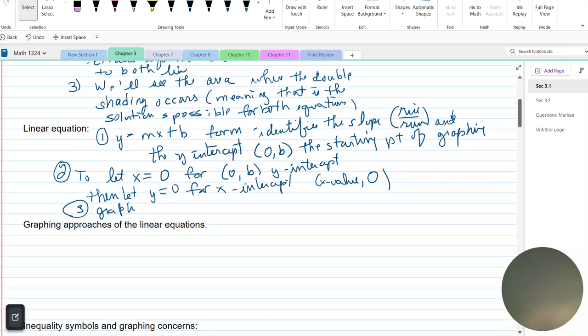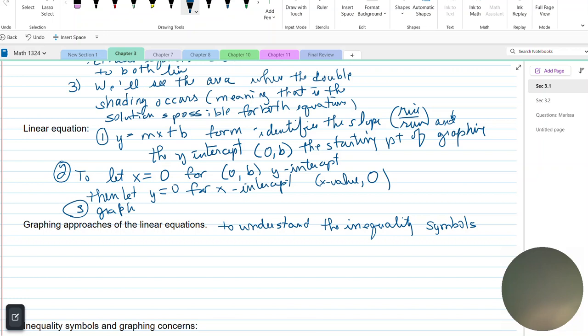The graphing approach is to understand the inequality symbols, because this identifies where we shade and if it's greater or less than, and those conditions to the system of equations. So here we go. In this case, we can have this one greater than or equal to, this bar under this symbol implies equal to. So this symbol reads greater than or equal to.